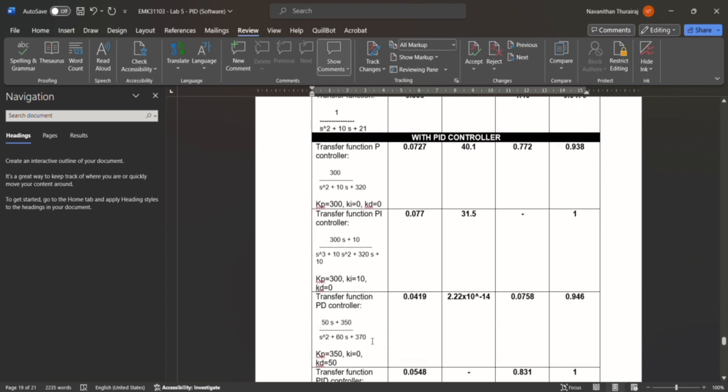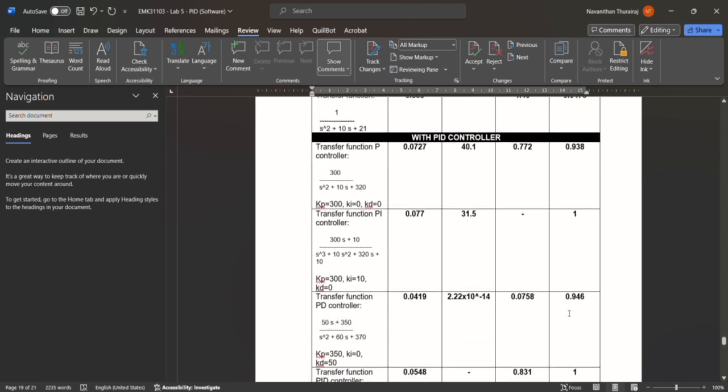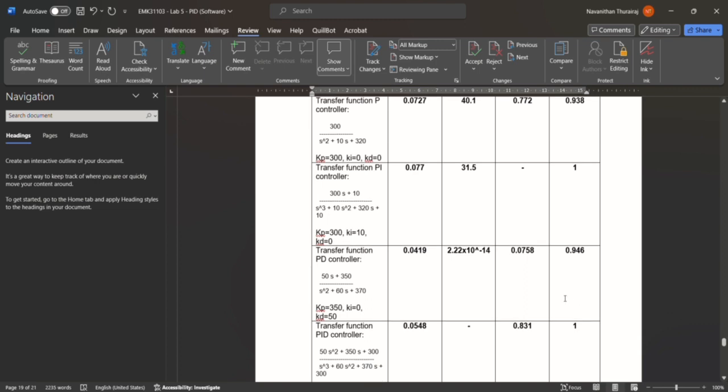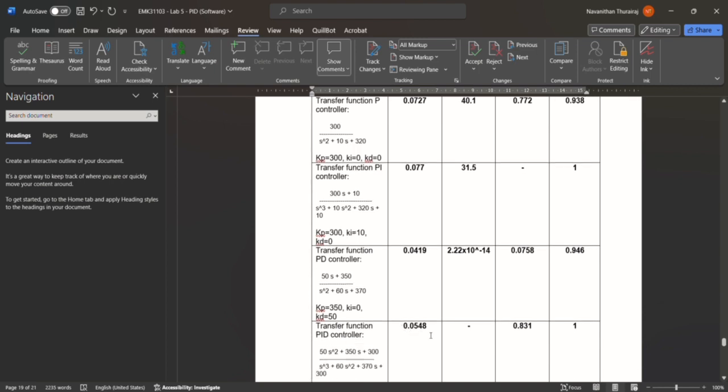For this transfer function, whereby it involves the PD controller 50s plus 350, the rise time is 0.0419, and the overshoot is 2.22 times 10 to the power of negative 14, the settling time is 0.0758, and the steady state error is 0.946. As for this transfer function, the rise time is 0.0548, there's no overshoot, the settling time is 0.831, and the steady state error is 1. So now I'll show you the graph in MATLAB.